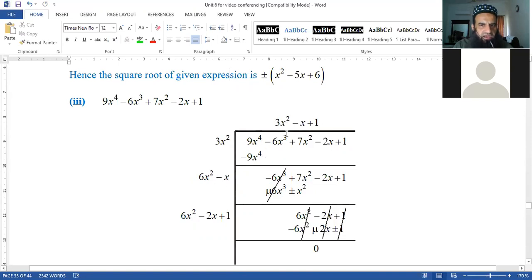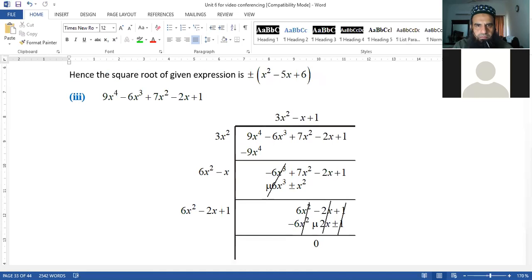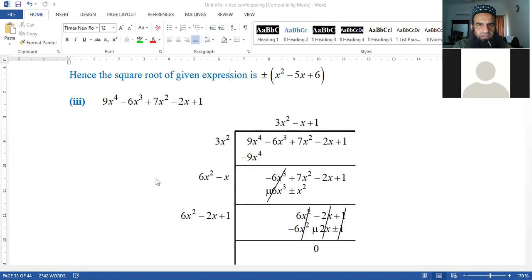Both places you will write, one where you normally write the answers, and then you will write minus x with the divisor itself as well. 6x square minus x, both of these terms will be multiplied by x, and this will generate these two terms after the cancellation.